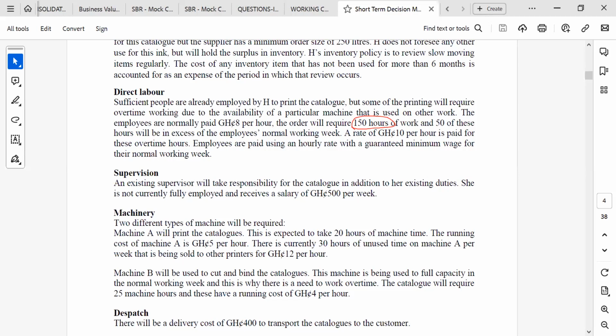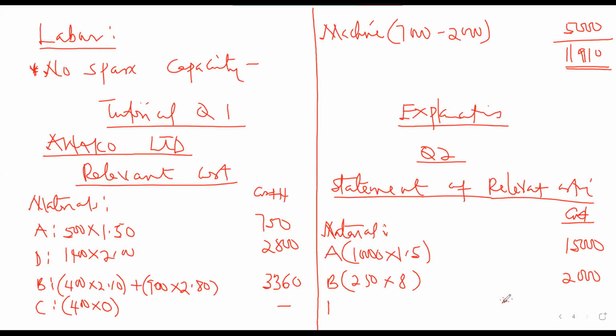So if you are given a minimum guaranteed wage, it means that they will not work certain hours, but they will be paid for those hours. That's why they are adding the guaranteed minimum wage for their normal working week. So they are working under capacity, but we are paying them the maximum based on the number of hours available. So our direct labor over here will only be the overtime: 50 times 10 rather. That will give us 500. All right.